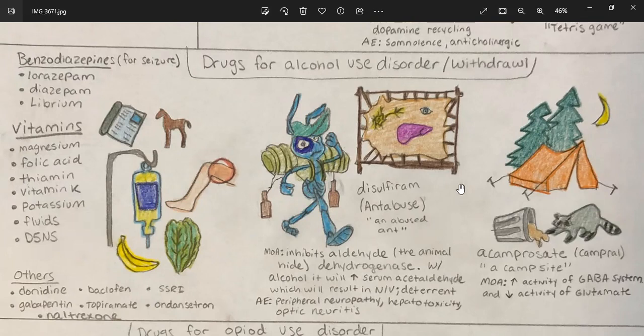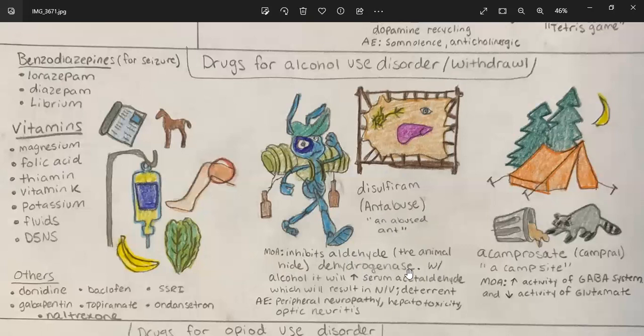And then the new drugs that we've learned about is disulfiram, which is brand name Antabuse. So I have an abused ant, and this is the ant from A Bug's Life. And he got punched in the face. He got abused. He's got a black eye. Abused ant, Antabuse. And this inhibits aldehyde dehydrogenase, which is represented by this animal hide here, animal hide aldehyde.